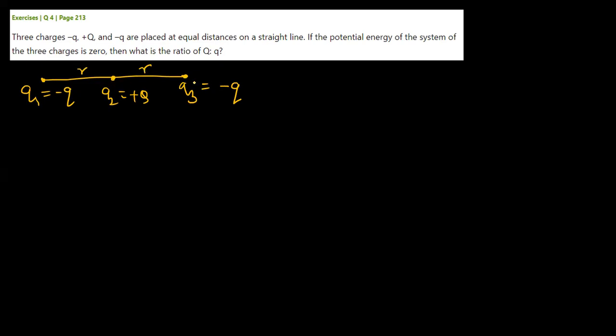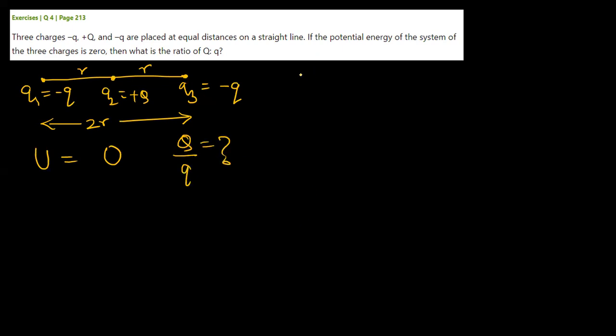Distance between Q2 and Q3 is R, and distance between Q1 and Q3 will be 2R, right? Equal distances on a straight line. The question says that if the potential energy of the system of the three charges, denoted by U, is 0, what is the ratio of capital Q and small q? I am supposed to find the ratio of capital Q to small q.